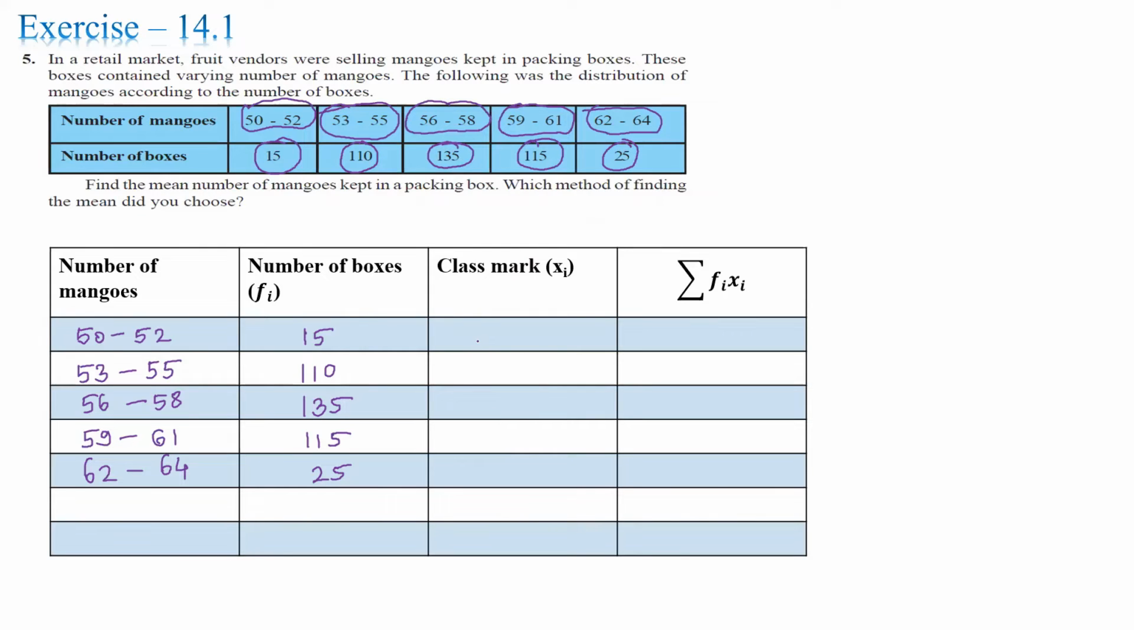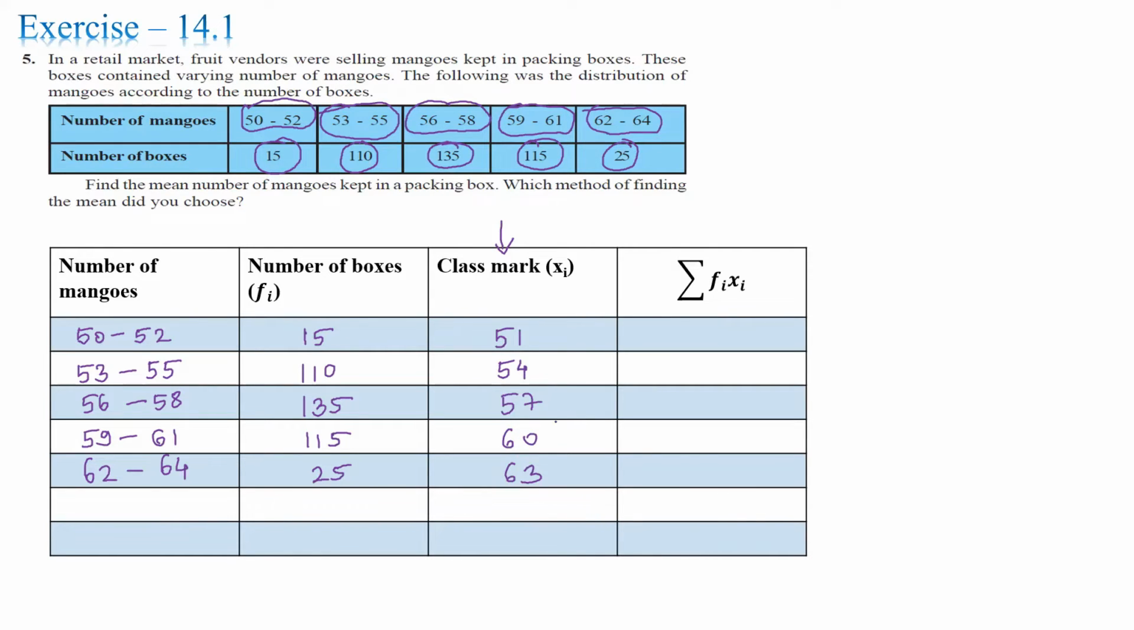Now, for the assumed mean method, we will require the class mark first of all, and the middle value of the class mark column we will take as the assumed mean. So we'll find out the class mark first. 50 to 52, the middle value is 51. 53 to 55, the middle value is 54. 56 to 58, the middle value is 57. 59 to 61, the middle value is 60. 62 to 64, the middle value is 63.